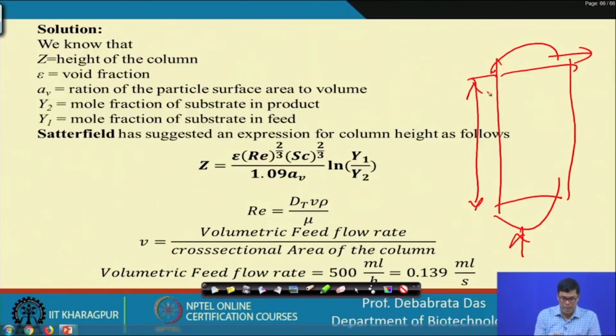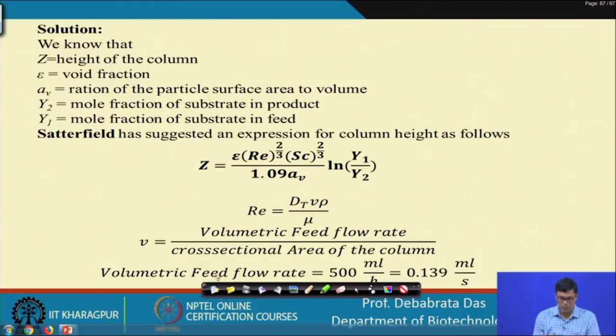So here we consider Z as the height, and we have the Satterfield equation, where epsilon is the void fraction, Re is the Reynolds number, Sc is the Schmidt number, Y1 is the mole fraction of the substrate in the feed, and Y2 is the mole fraction of the substrate in the outgoing stream. From this data we can easily find the velocity of the fluid. The volumetric flow rate is given, and the cross sectional area. As you know, volumetric flow rate means volume per unit time, am I right? And what is cross sectional area?